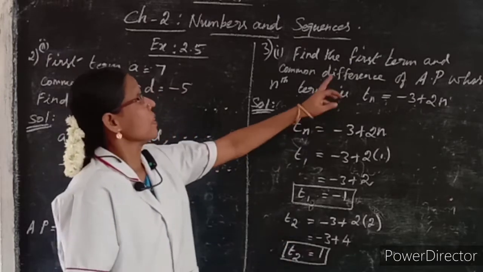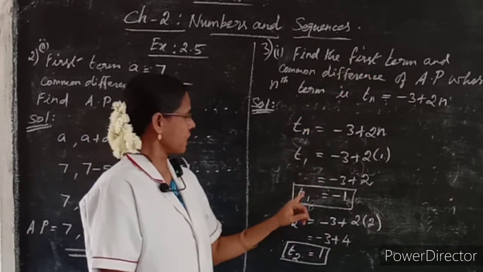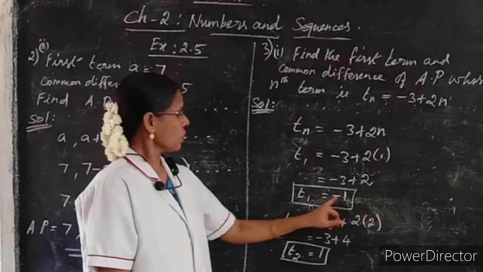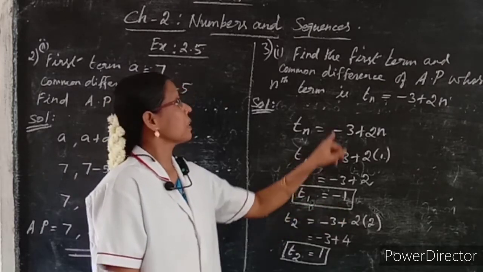What is our question? Find the first term. Here T1 is our first term. So the first term is minus 1. Common difference.